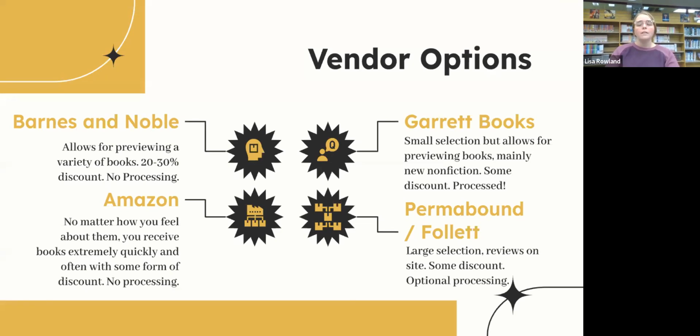Also, Permabound and Follett are very similar in how you're getting things. They have a large selection. You can look at the reviews right there on the site and build your cart without having to go back and forth. There's a slight discount across the board, very similar pricing, and then optional processing if you pay for it.